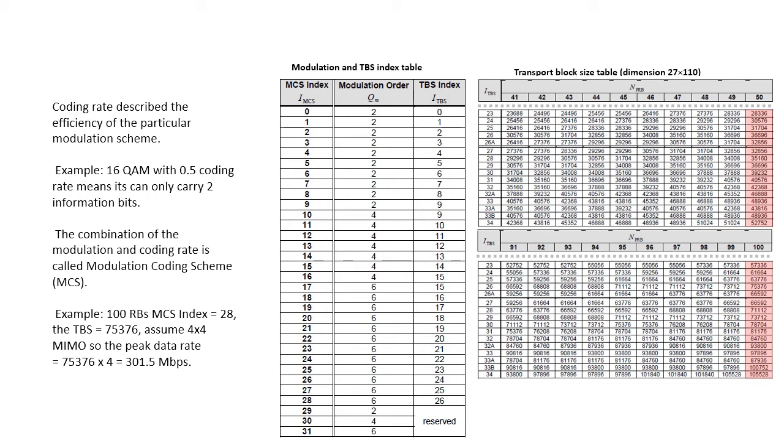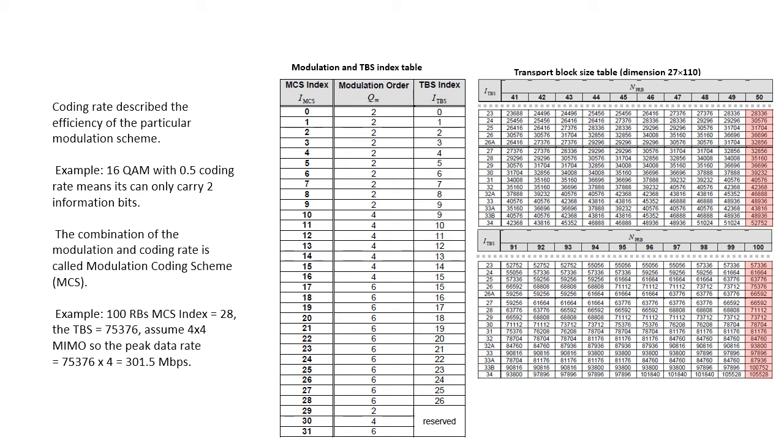Now if we go further, to know the real throughput, we need to consider what we call a modulation coding scheme. What is it? It's a modulation which takes into consideration the coding rate. The coding rate describes the efficiency of a particular modulation scheme. For example, if we are working with 16 QAM, it normally carries 4 information bits, but with a 0.5 rate it can only carry 2 information bits.